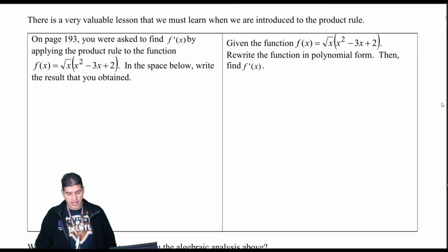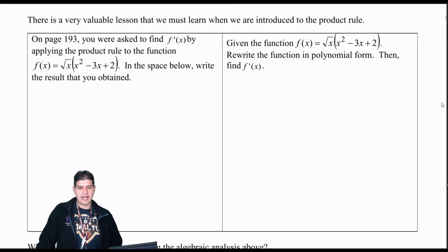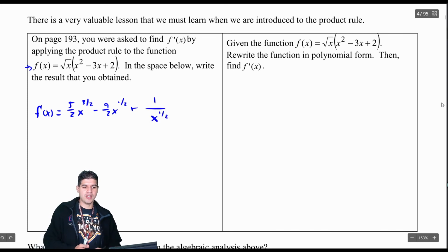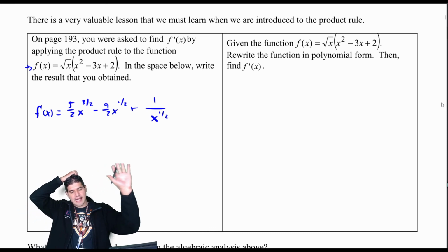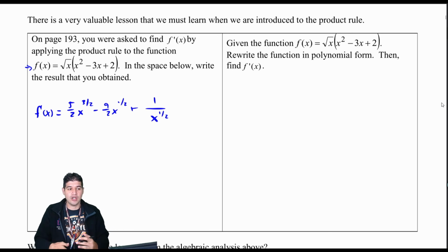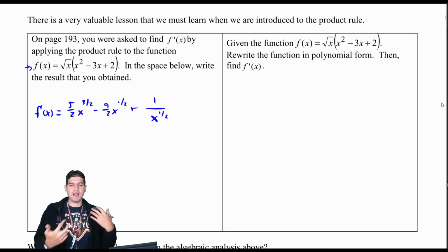So on our previous page that you were doing, I want to take a quick look at this question that we had. The answer that we got for that was f prime of x is equal to 5 halves x to the 3 halves minus 9 halves x to the 1/2 plus 1 over x to the 1/2. And I know we rewrote it, but the reason I'm writing it as this here is because I really don't want to get into the weeds on this as I go into rewriting these in polynomial form.